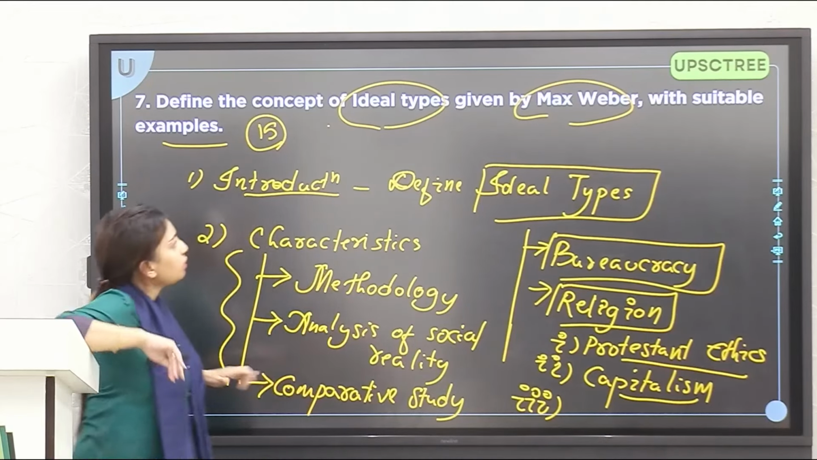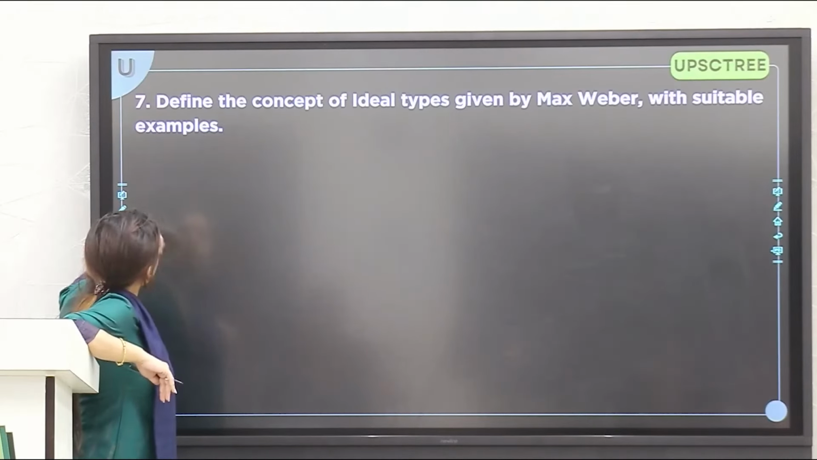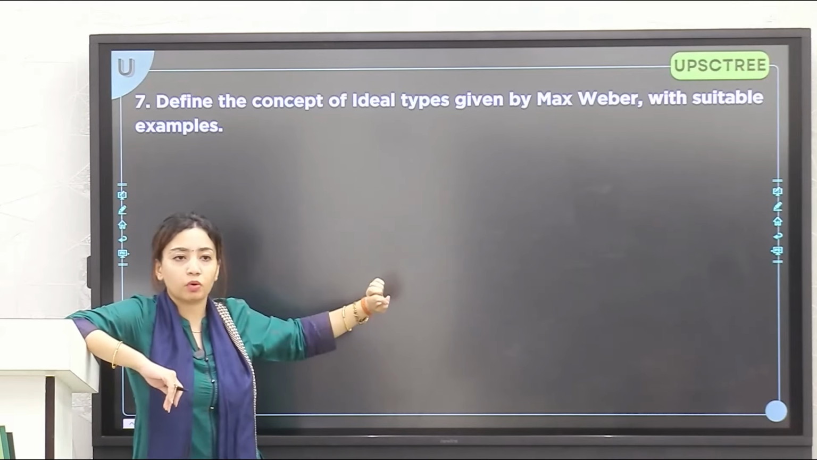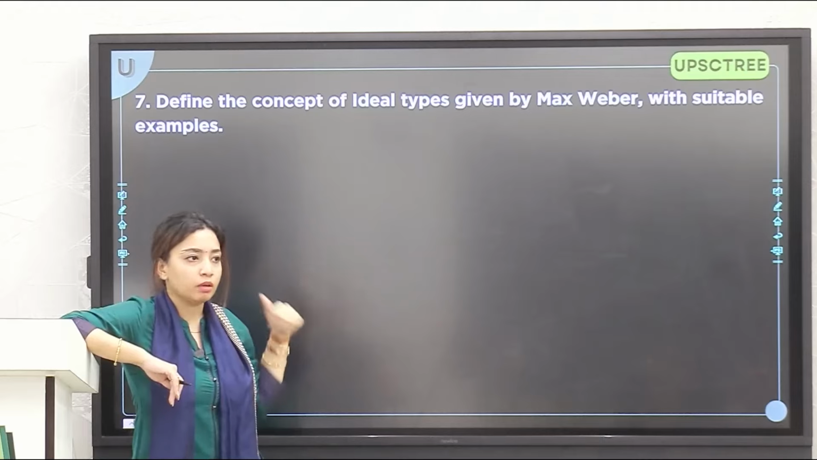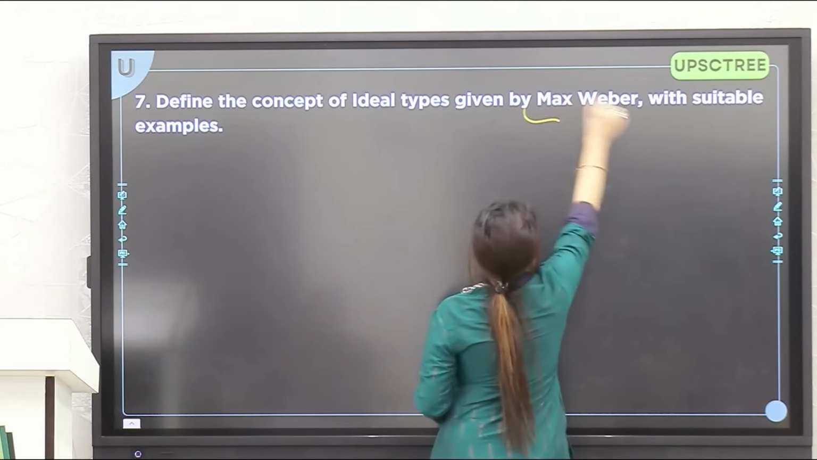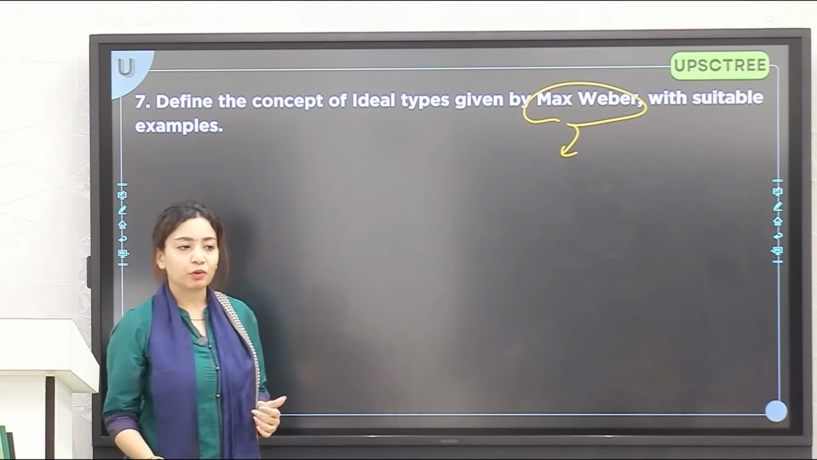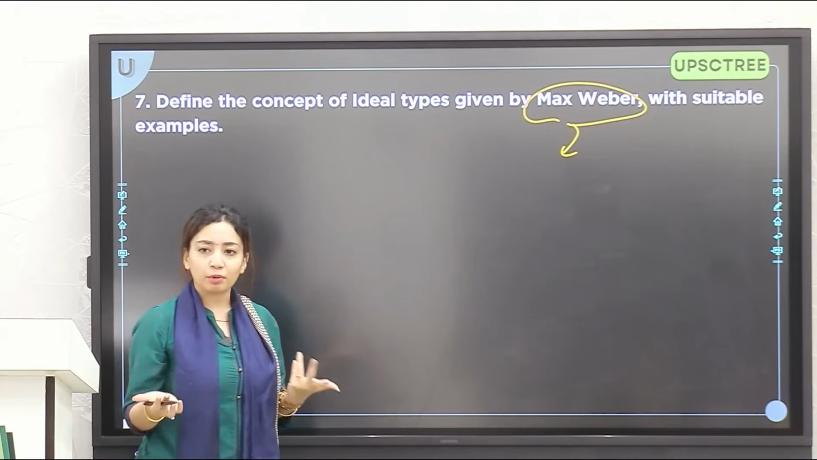Alright, what else? So here you will be giving different ideal types as given by bureaucracy. And lastly, you can discuss the contribution of Max Weber. Okay, so what are the contributions of Max Weber? What are the contributions of Max Weber? Look at your notes and read.